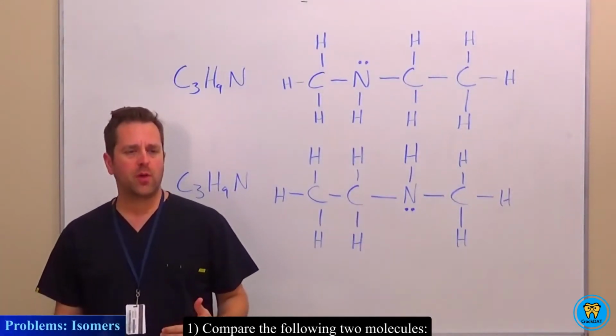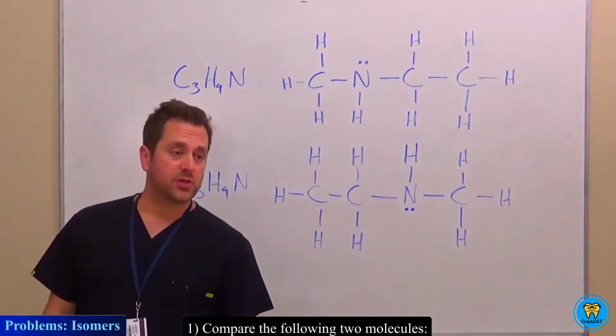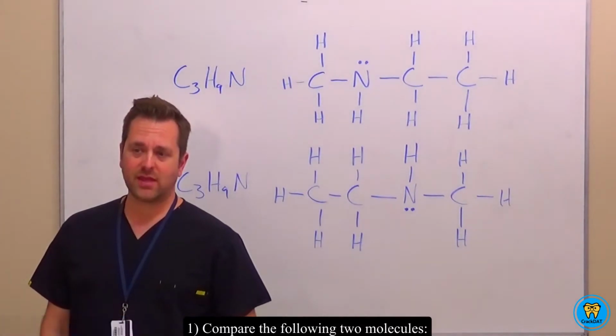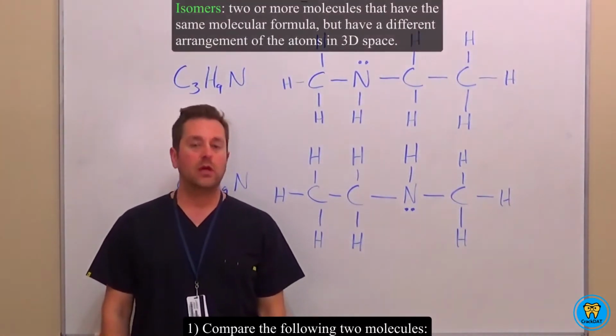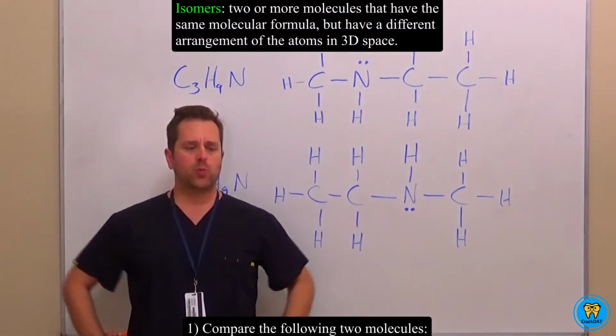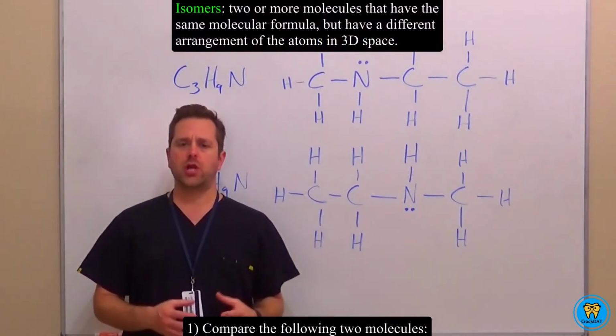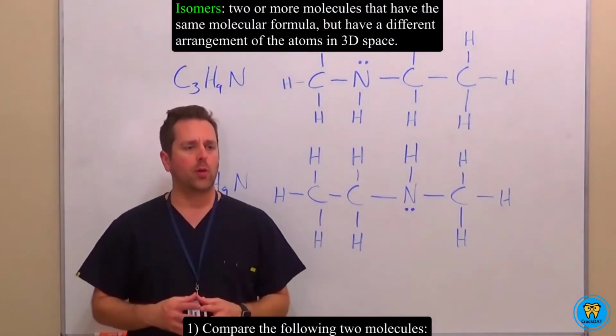Compare the following two molecules. Are they considered to be isomers? Well, you have to know what an isomer is, right? And the definition of an isomer, basically, is where you have two molecules that share a similar molecular formula.